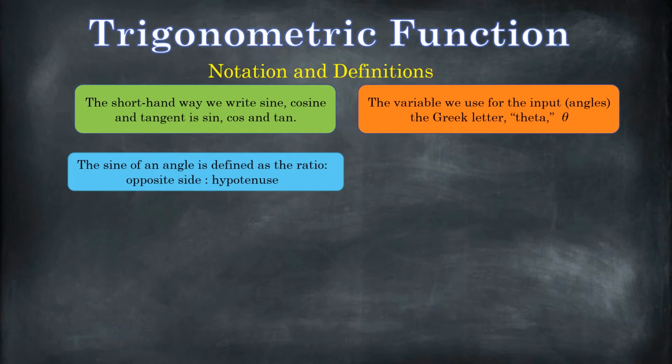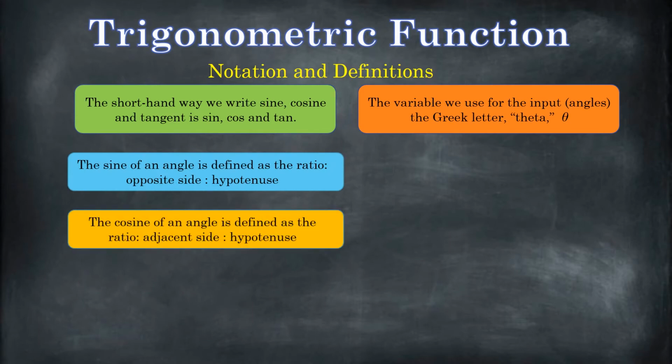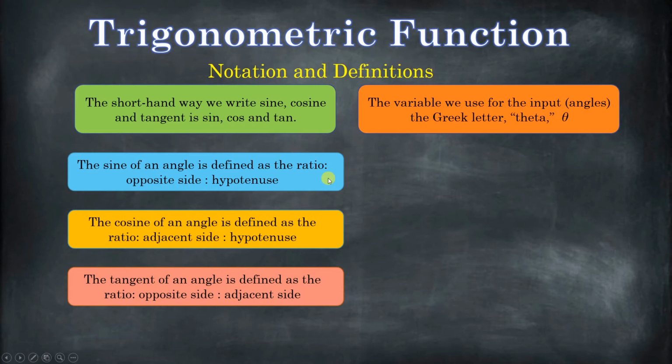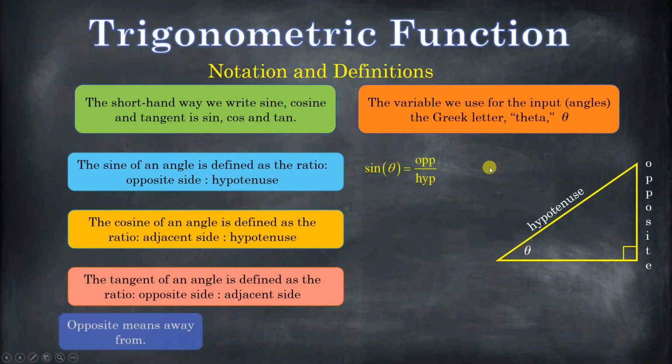Now, let's go ahead and define our three trigonometric functions. Sine is defined as the opposite side divided by the hypotenuse. So if I had a right triangle and I had an angle right here, the opposite side divided by the hypotenuse is how we define the function sine.